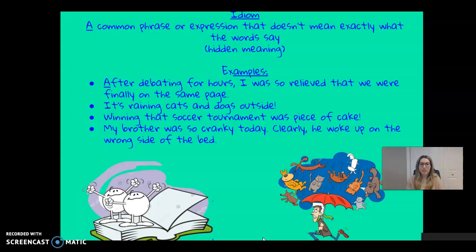Winning that soccer tournament was a piece of cake. This is one that we use a lot. It means that something is easy, but really what we're saying is a piece of cake. Was it really? No. My brother was so cranky today. Clearly he woke up on the wrong side of the bed. I'm sure your parents have said this to you before. Did you wake up on the wrong side of the bed when you're cranky and in a bad mood? That's just a common phrase that we use as well to mean that somebody woke up in a bad mood.